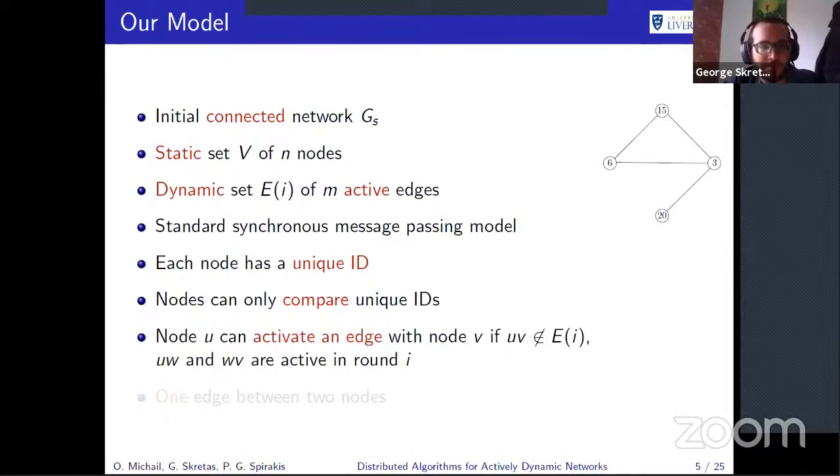And as far as the edges go, we say that one node, for example, 6 here, is allowed to activate an edge with node 20 if they share a common neighbor. So since they share 3 as a neighbor, they are allowed to activate an edge. Basically, if they are at distance two, they are allowed to do it. And nodes are allowed to deactivate edges if they are incident to them. And finally, one small remark, there can only be one edge between any 2 nodes. Here I wanted to say that you can assume that there is some kind of underlying graph that is a clique. So all edges exist, but they might be either inactive or active.